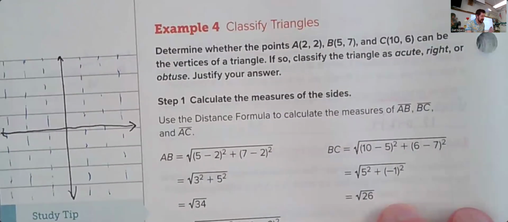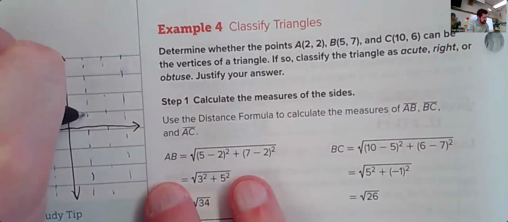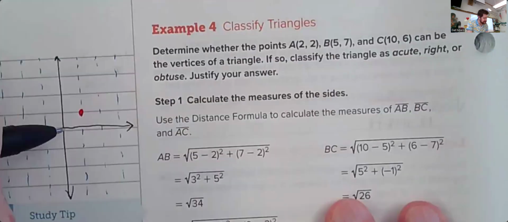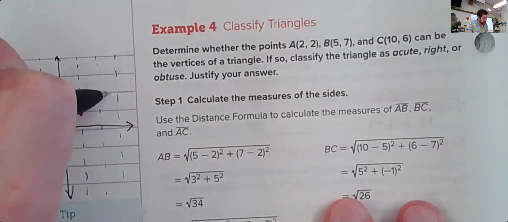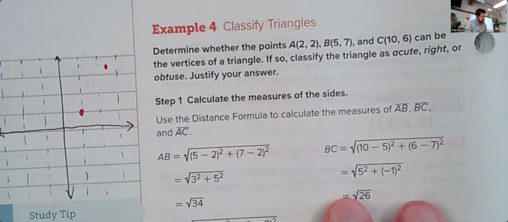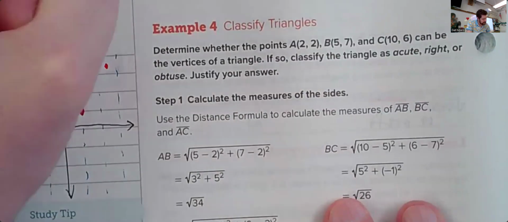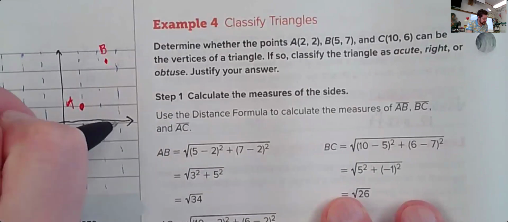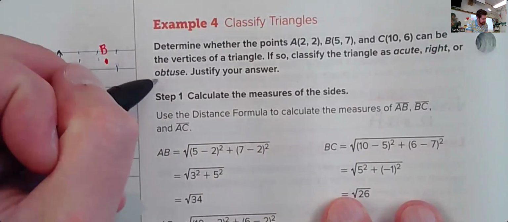So if I was to have A at 2, 2, I'm just going to say 2 here, 2 here. We'll just call that A, 2, 2. B is at 5, 7. So here's 2, 4, 5, and then 2, 4, 6, 7. That's right there. There's B. There's A, B, and then C is at 10, 6. So 2, 4, 6, 8, here's 10, and then 2, 4, 6 is about here.